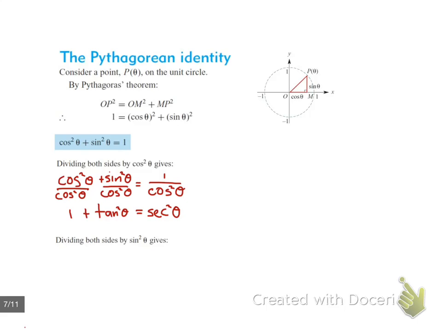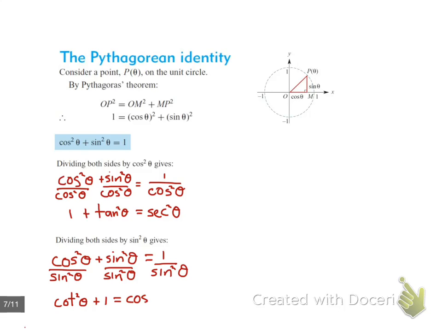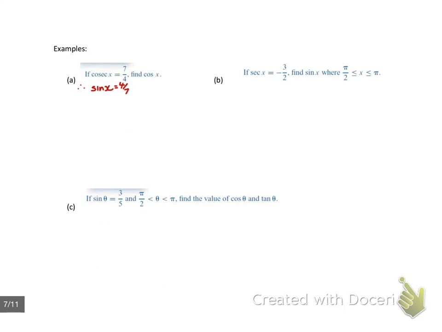Likewise, if we decide to divide that original expression there, this time by sine squared theta, we'll notice that we'll get cot squared theta plus 1 equals cosec squared theta. So we need to keep that one in mind as well and perhaps memorise it. Let's look at some examples.